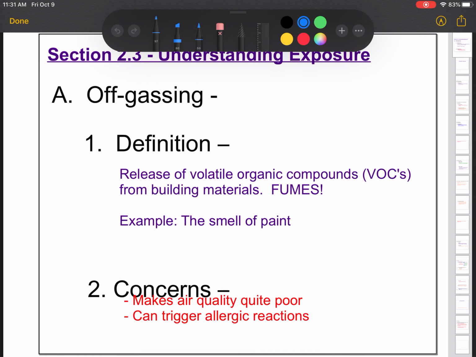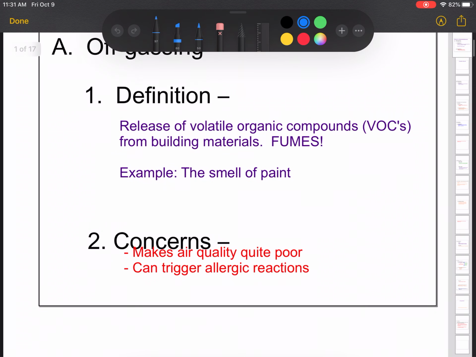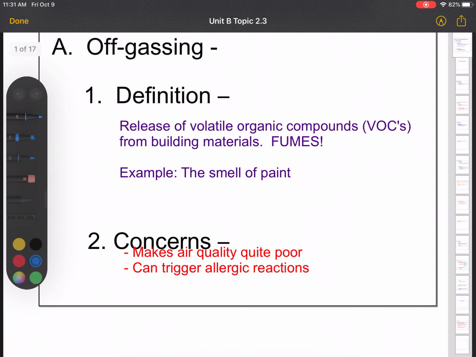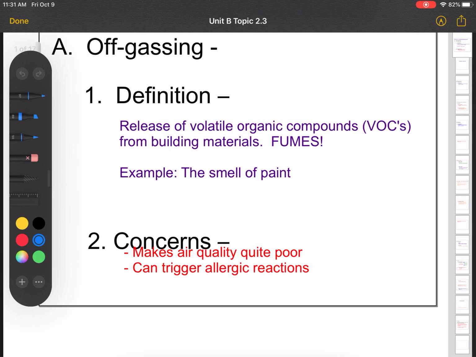So here it says off-gassing, and this is a word that you will likely come across in your life. The definition of off-gassing is the release of volatile organic compounds, VOCs for short, from building materials. So this is fumes. An example is the smell of paint, those fumes that you smell when you put paint on the wall.